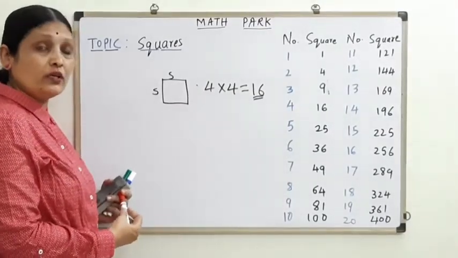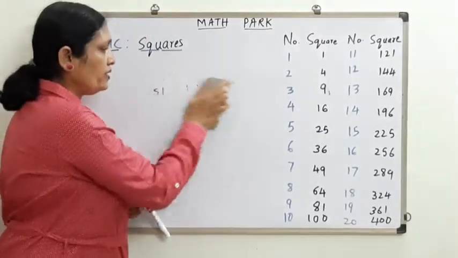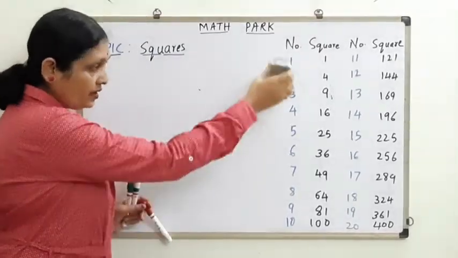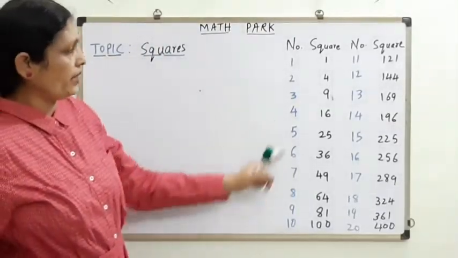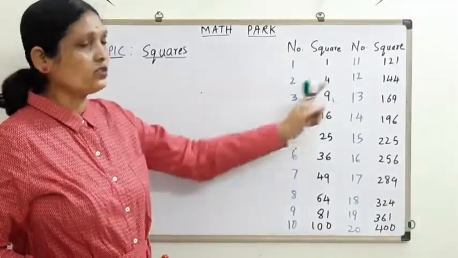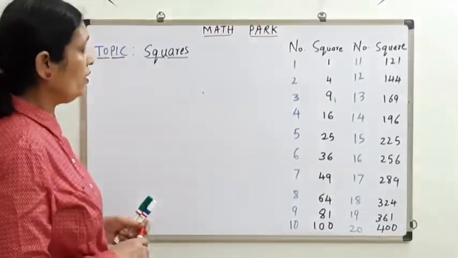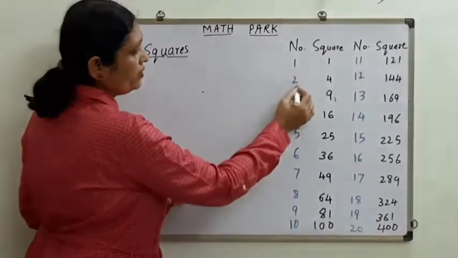Now we are going to learn some properties of squares. To learn the properties of squares, first let us understand. Here I have listed the squares of the first 20 numbers. You can see here the numbers and their squares. Okay. Now first let us understand. These are the perfect squares. Square of 1 is 1, of 2 is 4.